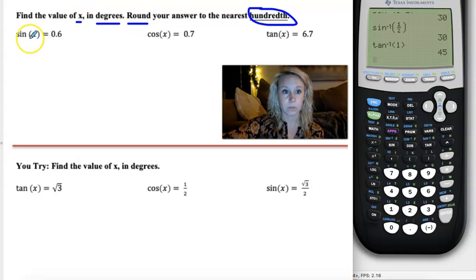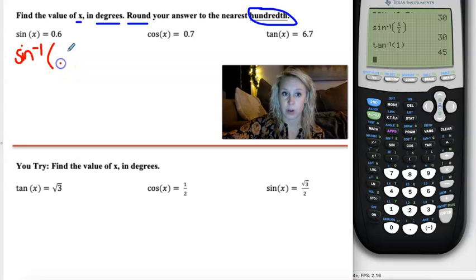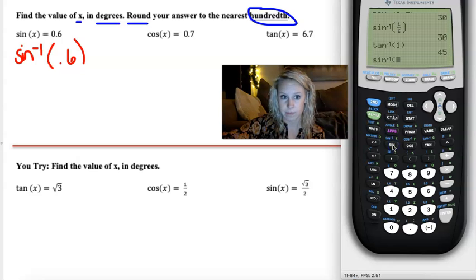Okay? So the opposite of sine is sine -1. And then in parentheses, you put the number 0.6. Okay? So that's a shortcut instead of writing it twice. And that's our answer. So I'm going to type in the calculator, second sine 0.6, enter.